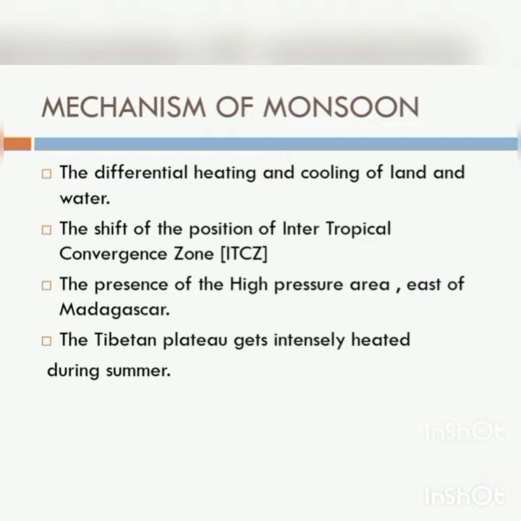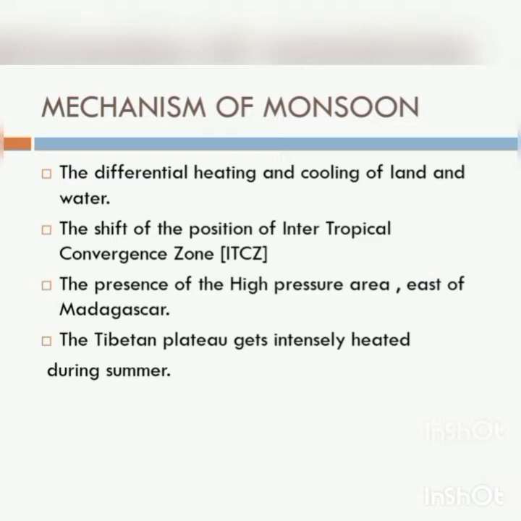This is the equatorial trough, normally positioned about 5 degrees north of the equator. It is also known as the monsoon trough during the monsoon season when the rainfall is maximum. Next is the presence of the high pressure area east of Madagascar, approximately at 20 degrees south over the Indian Ocean. The intensity and the position of this high pressure area affects the Indian monsoon.